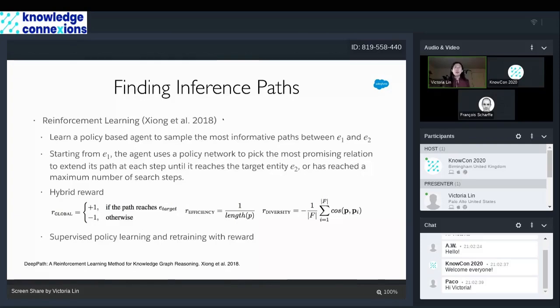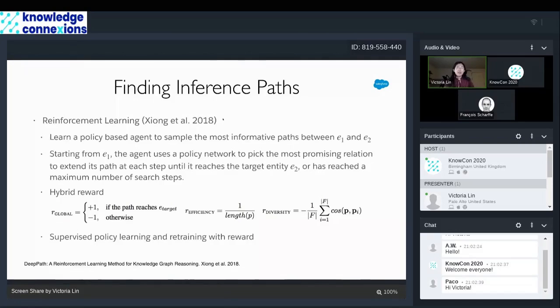And we can formulate everything in a reinforcement learning framework and train it using policy gradient. And specifically, this work proposes more techniques to help the model learn better.